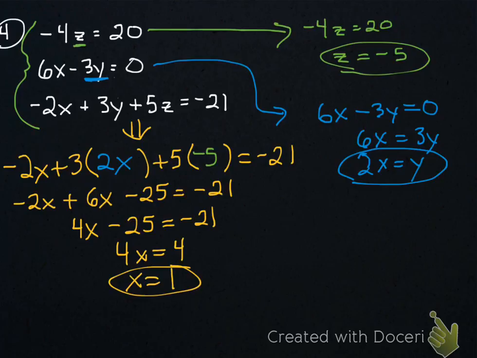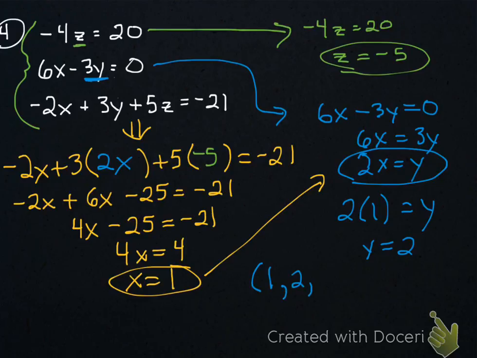But this is not all. We still have to plug that 1 in. So let's go back to our y equation and plug in the 1. So we have 2 times 1 equals y. So y equals 2. Now we need to write it as a coordinate. So I have 1, 2, negative 5. And that is the solution.